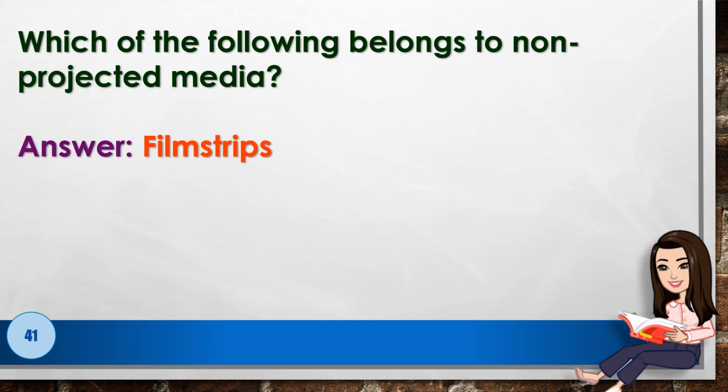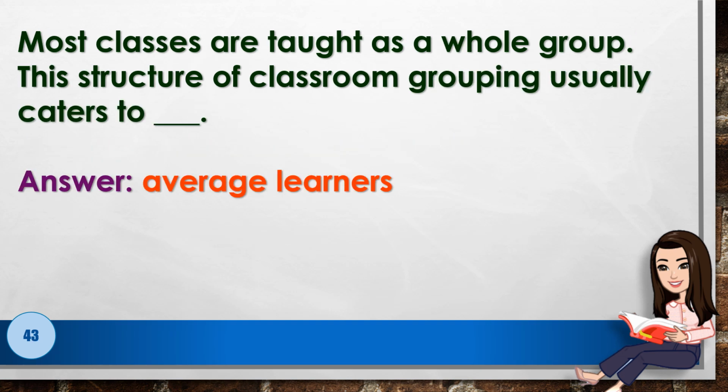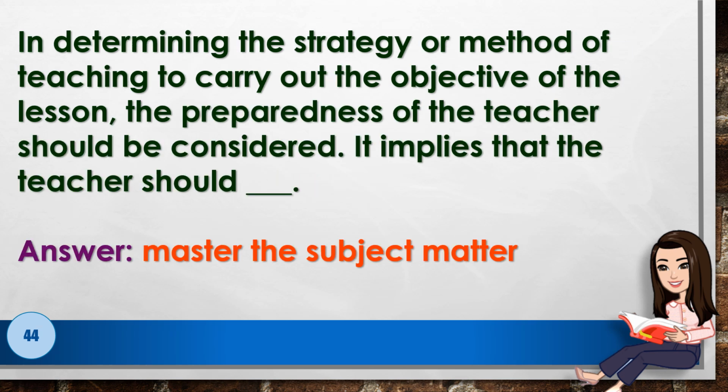41. Which of the following belongs to non-projected media? Answer: film strips. 42. What teaching method can best be taught by the use of computers? Answer: individualized instruction. 43. Most classes are taught as a whole group. This structure of classroom grouping usually caters to blank. Answer: average learners. 44. In determining the strategy or method of teaching to carry out the objective of the lesson, the preparedness of the teacher should be considered. It implies that the teacher should blank. Answer: master the subject matter.